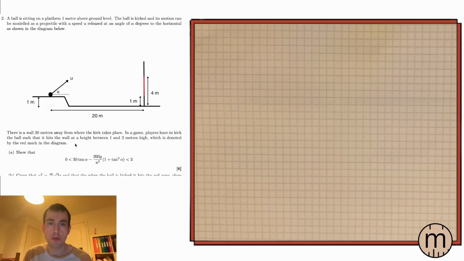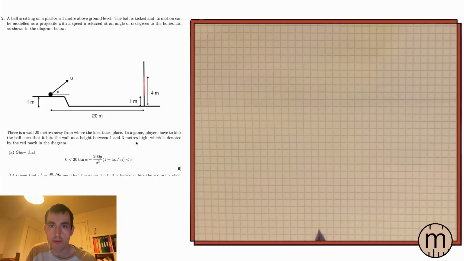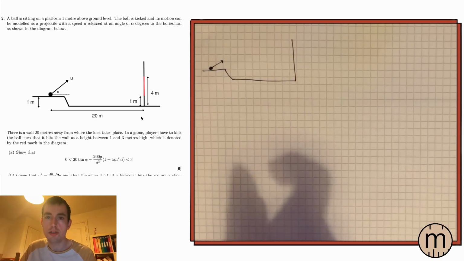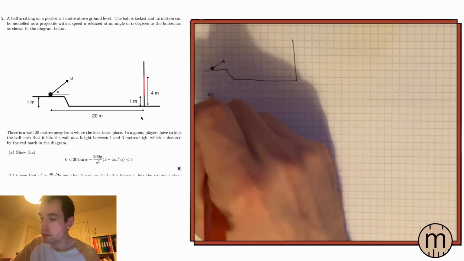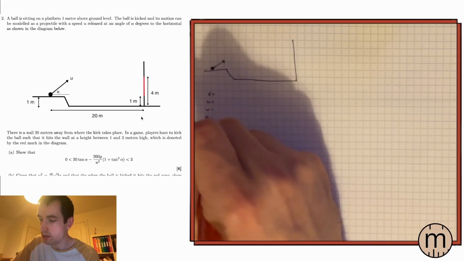We're told that the ball is 20 meters away, and some children are playing a game which they have to kick the ball and hit inside the red region. Now it does say between 1 and 3 meters high here. It should say between 1 and 4 according to the diagram. My mistake. So like the last question, because it's a projectiles question, we're going to be using Suvat equations.